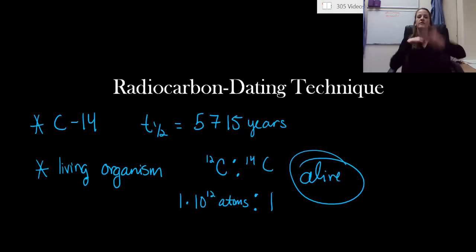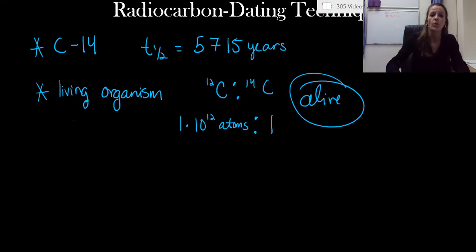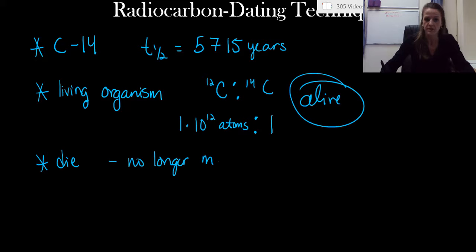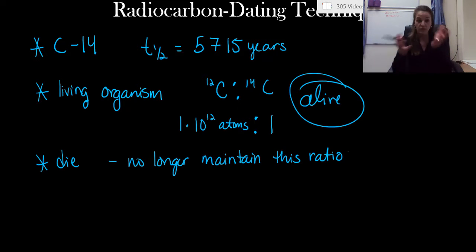And just think about it. Every time you breathe, you're exchanging carbon dioxide into and out of your system. So you're always exchanging carbon-12 and carbon-14 with the atmosphere. But once you die, you're no longer breathing, and so you no longer maintain this ratio.